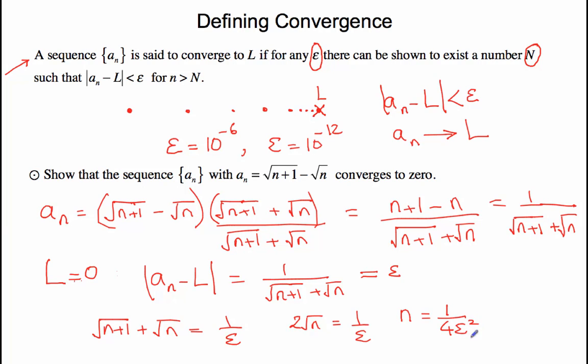Now, the smaller the value of epsilon, the larger the value of n I will have to take. But the point is that no matter how small epsilon is, I can always find a value of n such that this is equal to epsilon. And if I take a value of n which is bigger than that, then I will have satisfied the condition that |an minus L| is less than epsilon. So this proves to us that this sequence over here converges to 0.